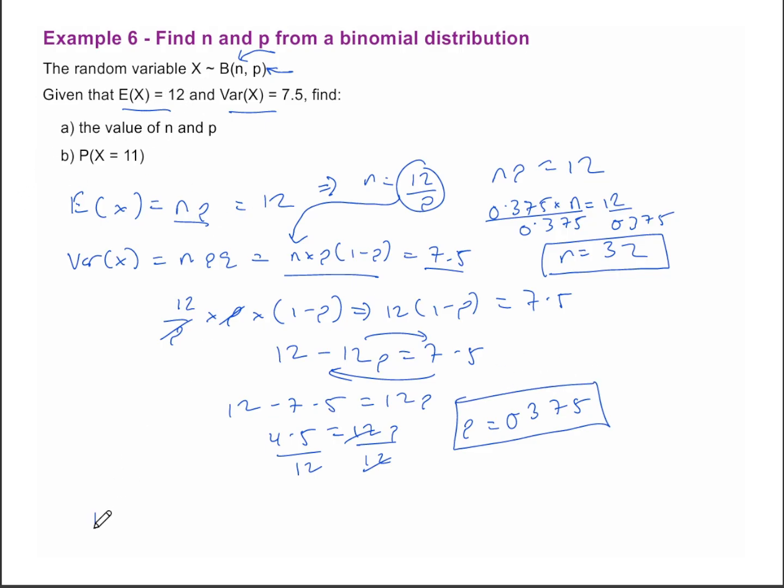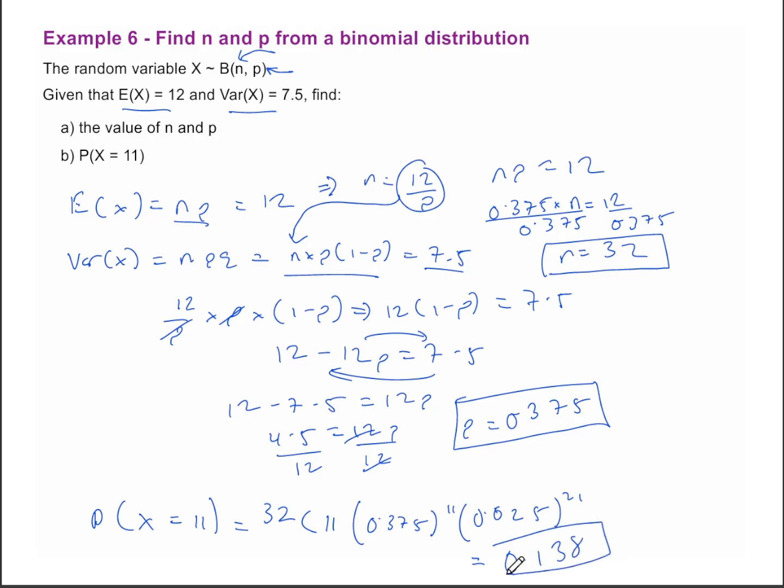Then for part B, we just have to find the probability of my discrete random variable being 11. So 11 successes, which is just given by 32 combination 11 times the probability of success, 0.375 to the power 11, times the probability of failure, which is 0.625 to the power 32 minus 11, which is 21. And this is going to be equal to 0.138 to three significant figures. That's going to be the probability of you getting 11 successes if we have this situation here.